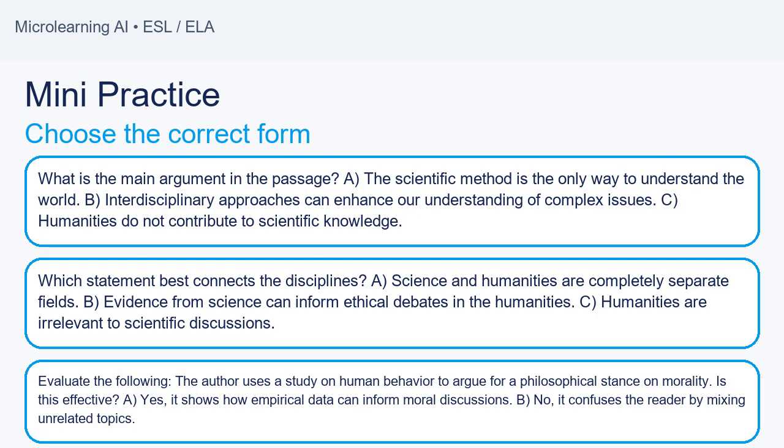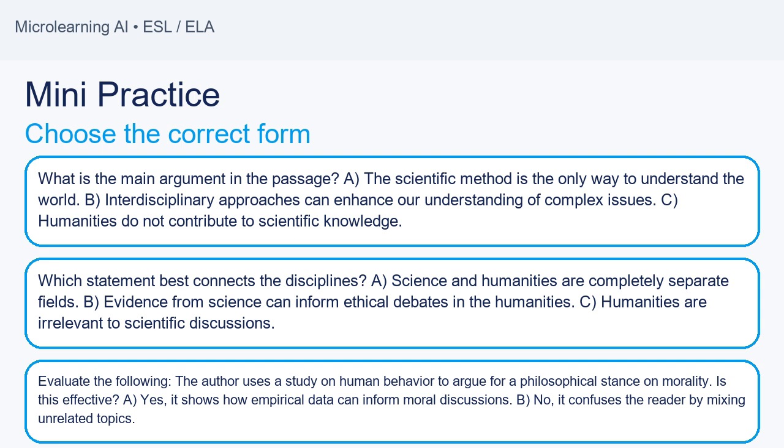Mini practice. Choose the correct form. 1. What is the main argument in the passage? A. The scientific method is the only way to understand the world. B. Interdisciplinary approaches can enhance our understanding of complex issues. C. Humanities do not contribute to scientific knowledge. Answer: B.